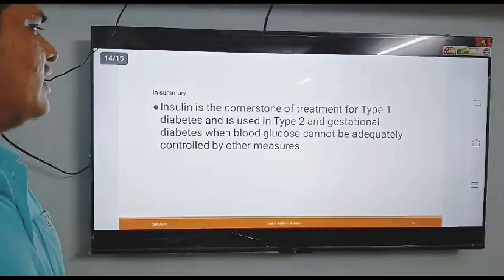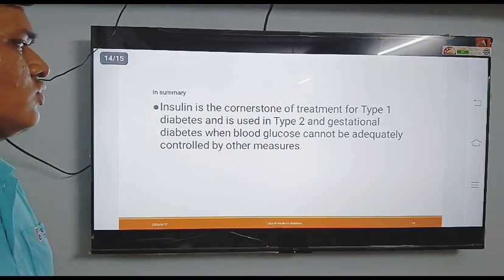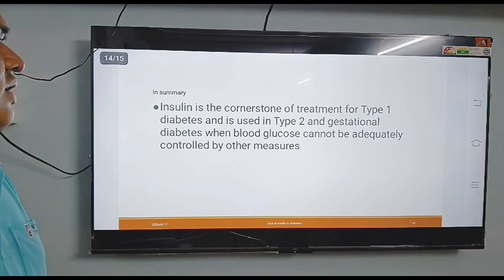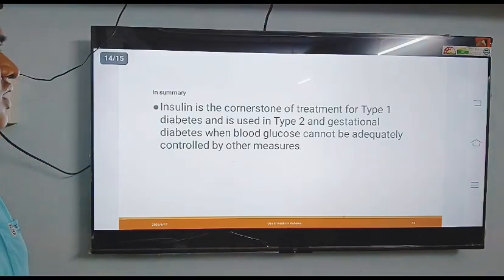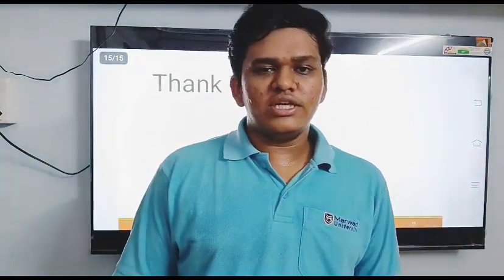In summary, insulin is the cornerstone of treatment for type 1 diabetes and is used in type 2 and gestational diabetes when blood glucose cannot be adequately controlled by other measures. So that is all about the use of insulin in diabetes.